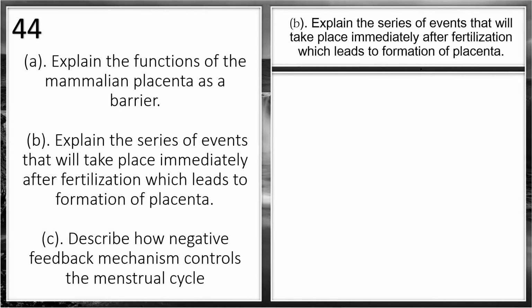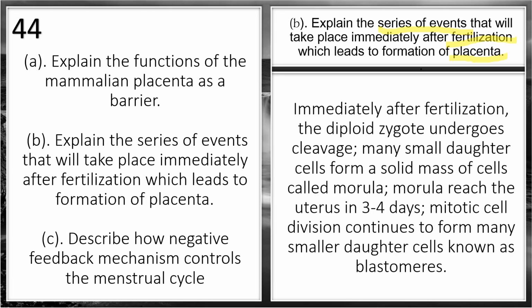Part B. Explain the series of events that will take place immediately after fertilization, which lead to the formation of the placenta. Immediately after fertilization, the diploid zygote undergoes cleavage. Many small daughter cells form a solid mass of cells called the morula. The morula reaches the uterus in 3 to 4 days.